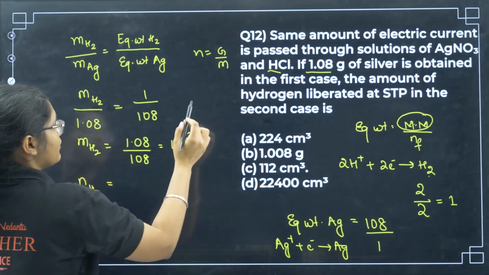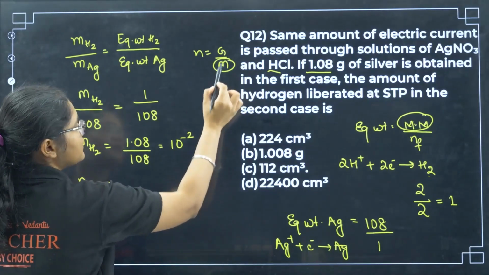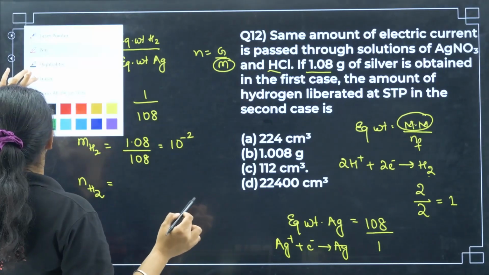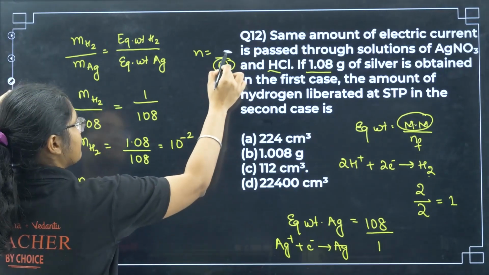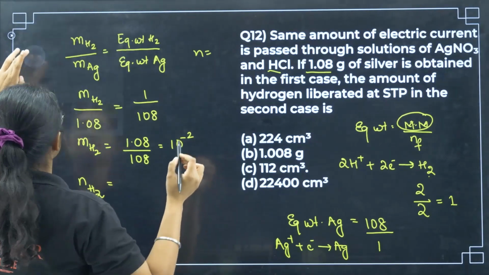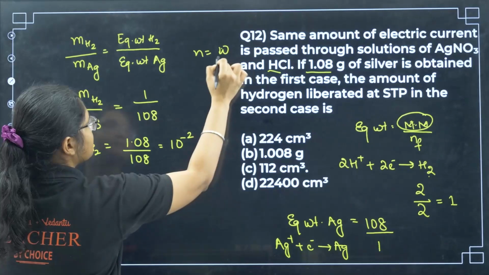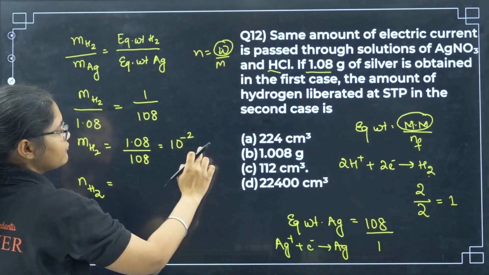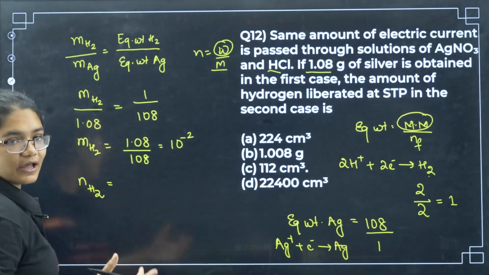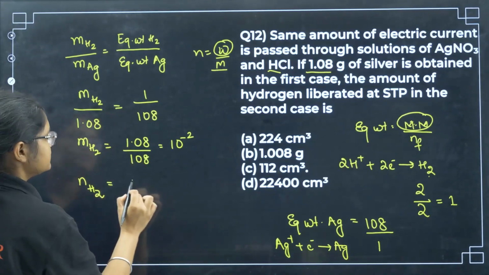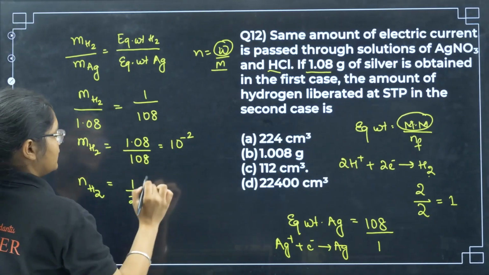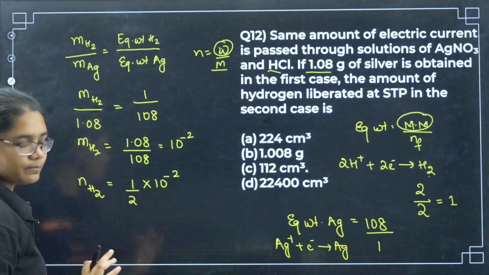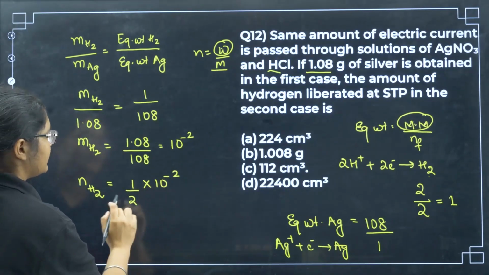Okay. Now if I already have got the mass deposited, yes, what's the number of moles? Given mass by molar mass. So my given mass, or mass of hydrogen, is 10 to the power of minus 2. I can divide it by the molar mass of H2 to get the number of moles. So it will be 10 to the power of minus 2 divided by 2. That is the number of moles of hydrogen gas.